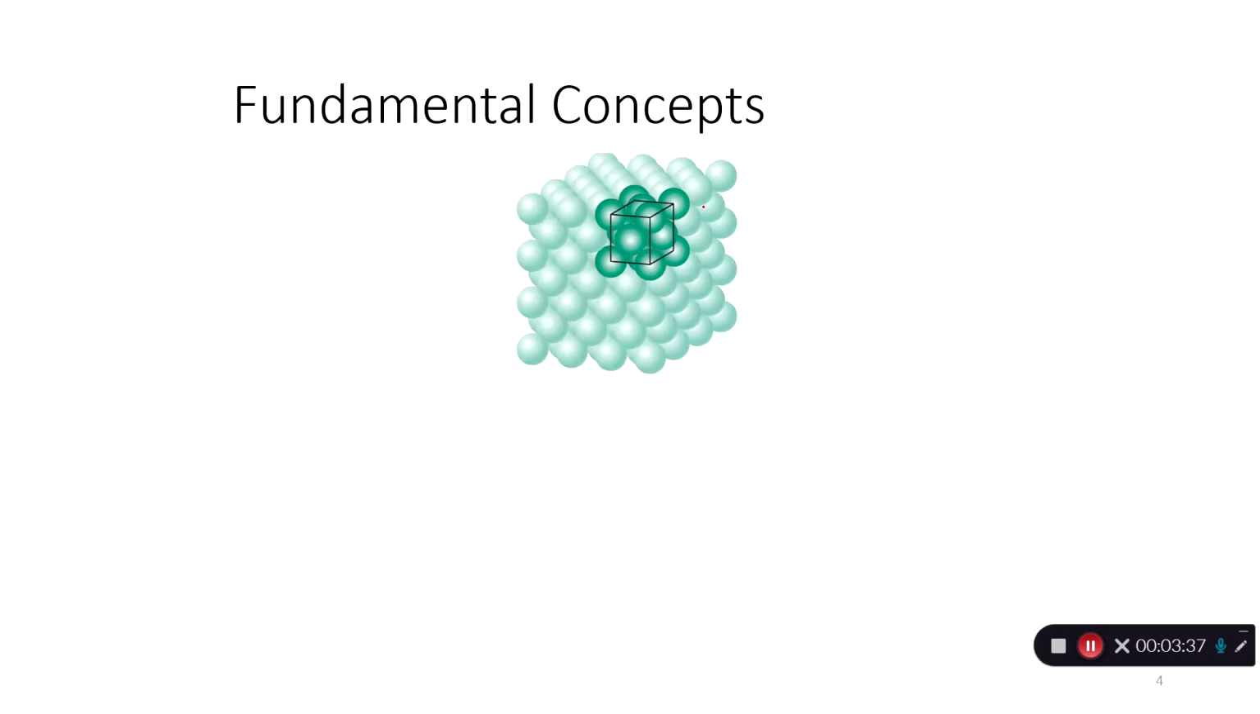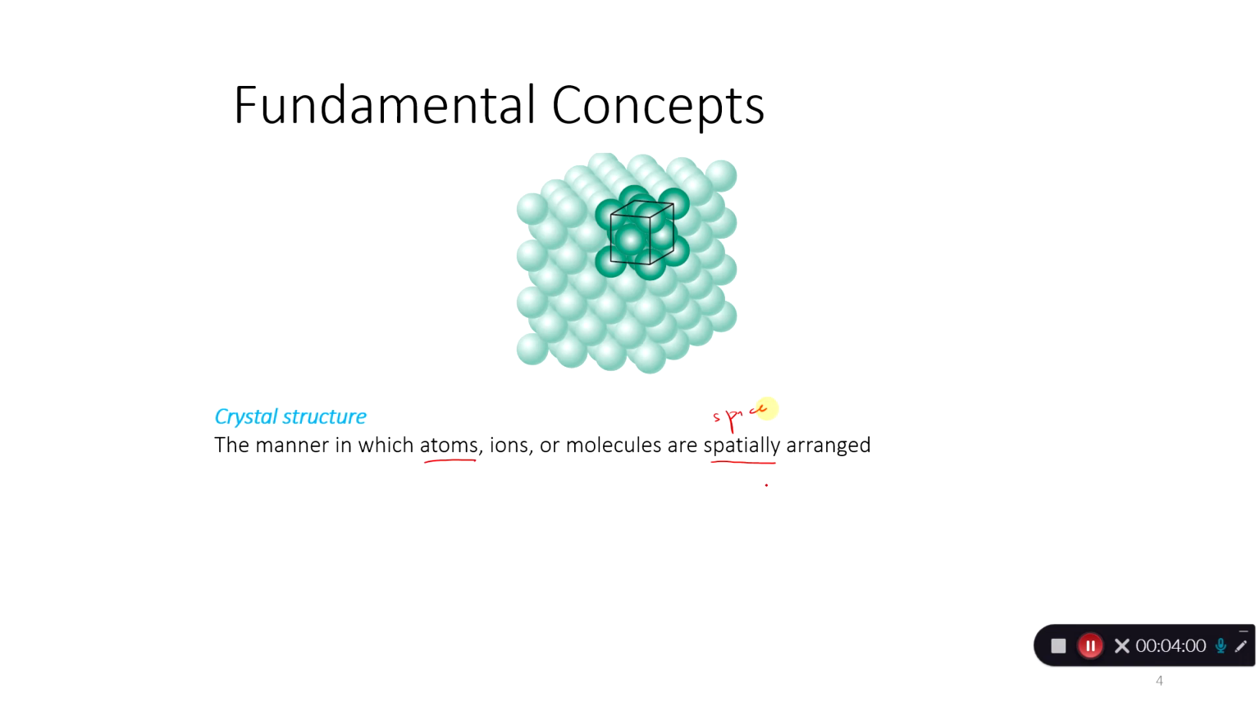So specific to crystal structure, these are things that we must know. So crystal structure is actually the way atoms, ions, or molecules are arranged. Now for simplicity, we can just assume that everything is an atom here. Okay, it's the way they are arranged in space. So this word spatially is coming from space. Okay, how they are arranged in space.